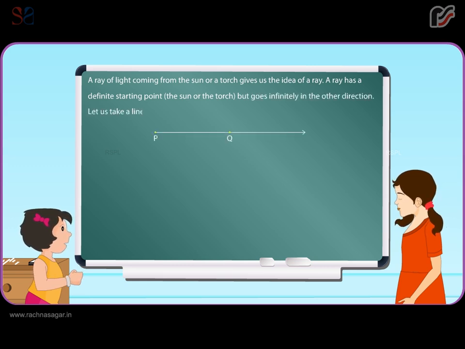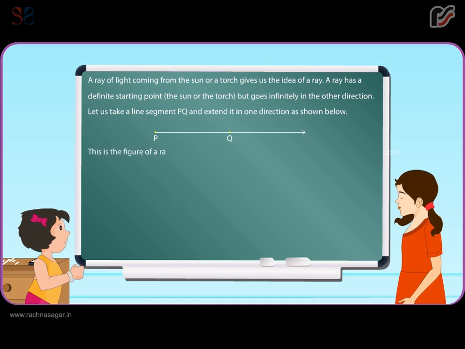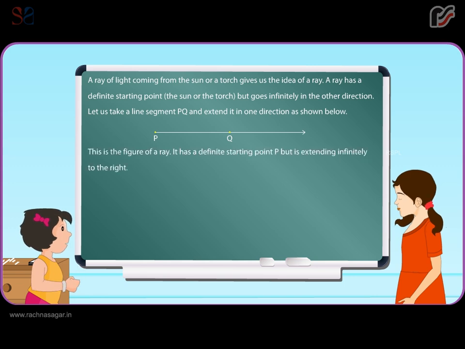Let us take a line segment PQ and extend it in one direction as shown below. This is the figure of a ray. It has a definite starting point, P, but is extending infinitely to the right. We express it as ray PQ. The direction of the arrow shows the direction of PQ in which the ray is extending.